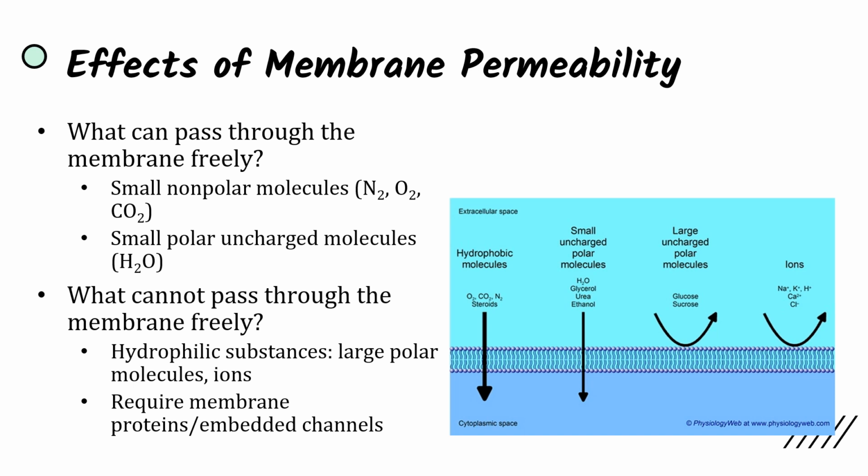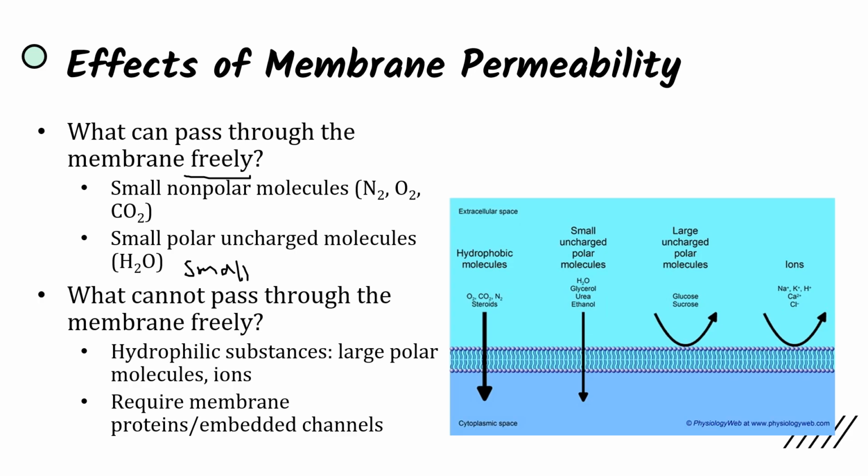First of all, what can pass through the membrane freely? Meaning it doesn't need any support, it's not going to be turned away. Small nonpolar molecules such as nitrogen, oxygen, and carbon dioxide, and small polar uncharged molecules such as water. And water can really only pass through in small amounts. It can pass freely, but not to the extent that small nonpolar molecules can.